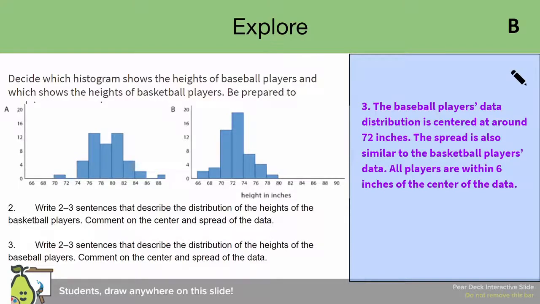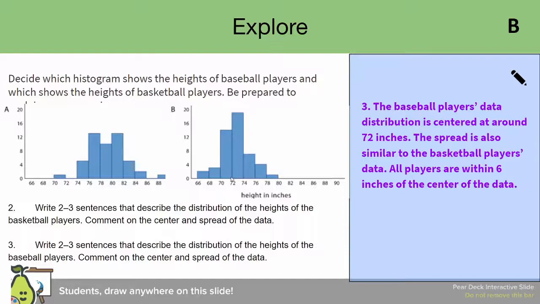Now remember, for question 2 and 3, there's a couple of different ways we can rephrase these answers, but this is pretty much what it is. So for number 3, when we're talking about the baseball players' data, we can see that the majority of them are pretty much in this cluster between 70 and 76.